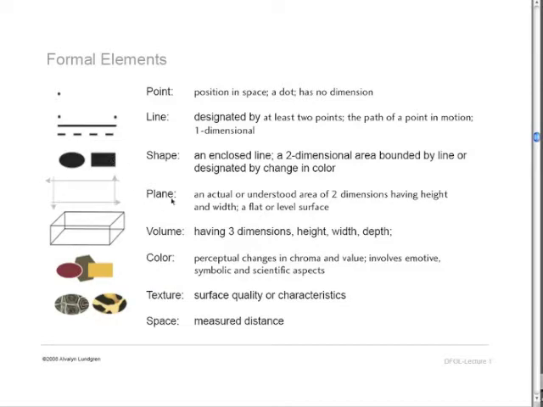A plane also has 2 dimensions. It's an understood or actual area. Planes are flat. A shape is a plane that's visible. And a shape is a part of a plane. Planes actually exist into infinity.